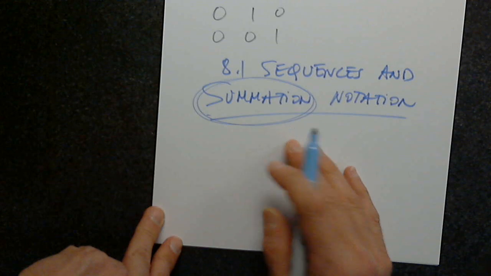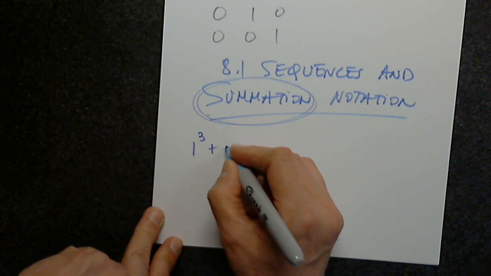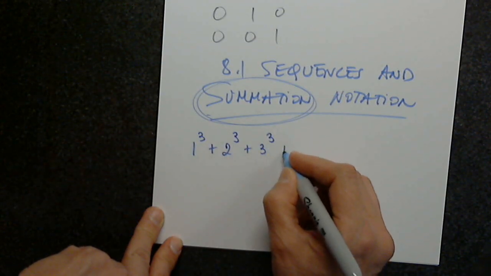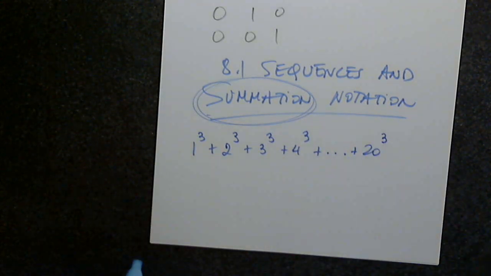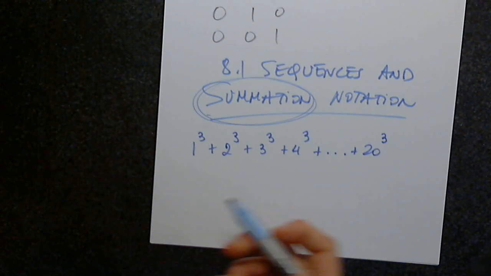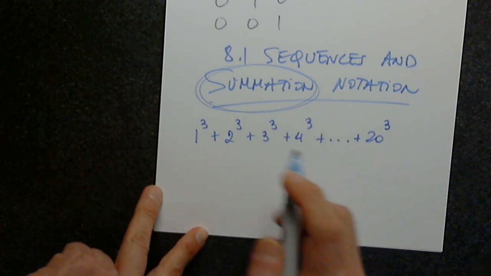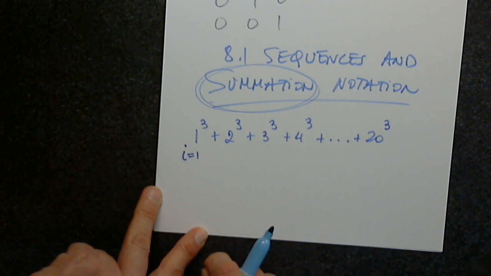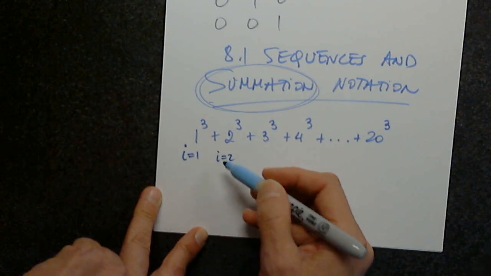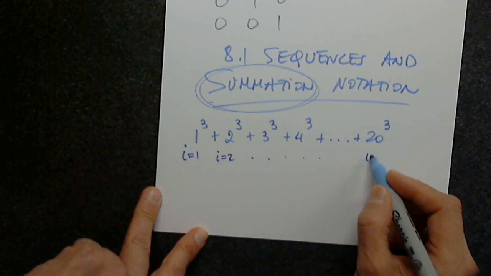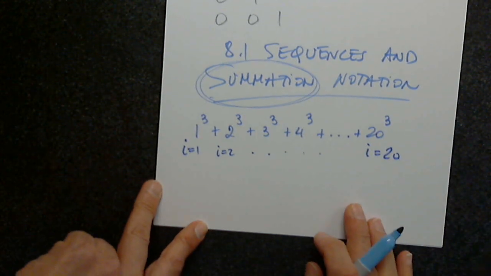Let's suppose we have the following sum of numbers. Let's say 1 to the third plus 2 to the third plus 3 to the third plus 4 to the third plus dot dot dot plus 20 to the third. How many terms do I have? 20 terms. Perfect. So this is the index for the first term. When I is 1, I get 1 cubed. When I is 2, I get 2 cubed, and so on and so forth. When I is 20, I get 20 cubed.